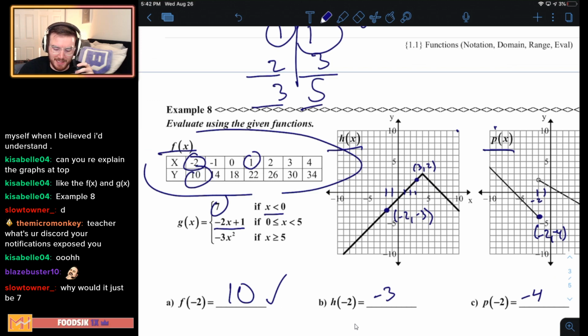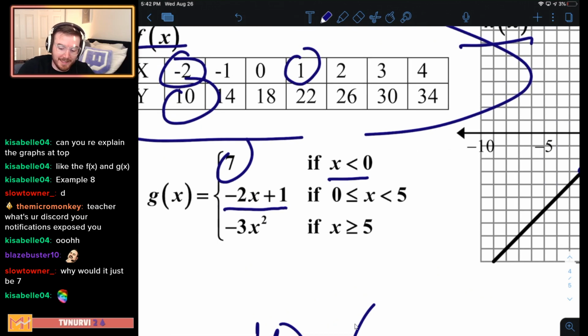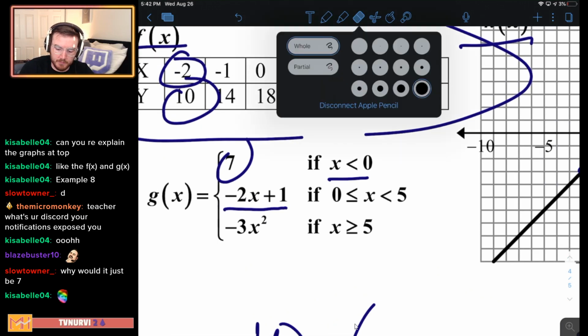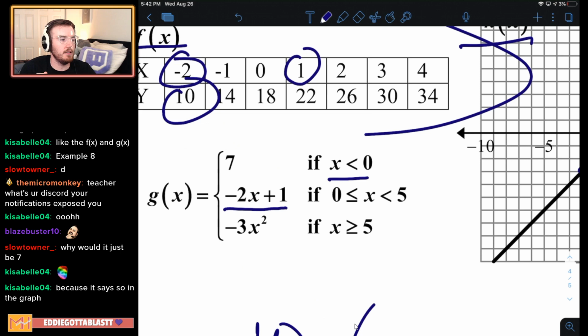Why would it just be 7? Because that's what it's telling us. That's, I mean, really, that's all I can say. It's telling us that the answer is simply 7. That it's just the way it is.